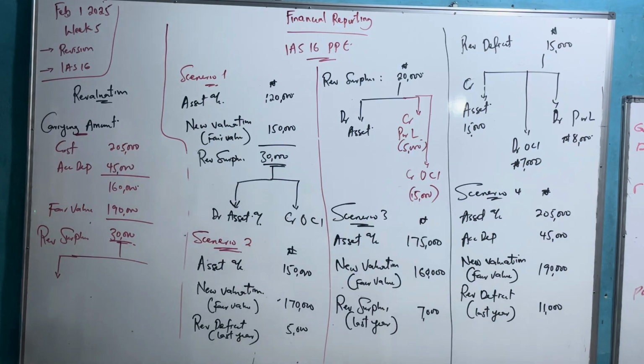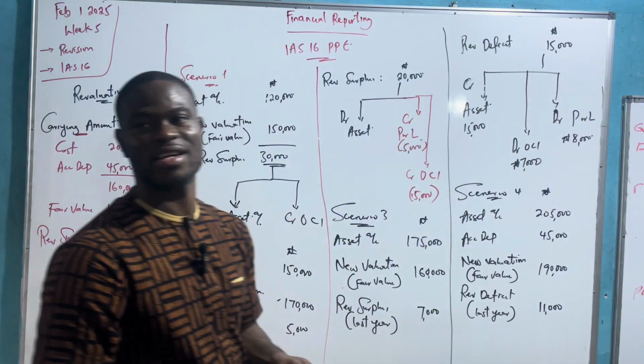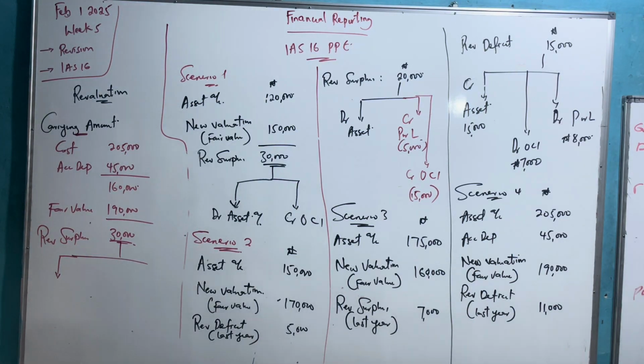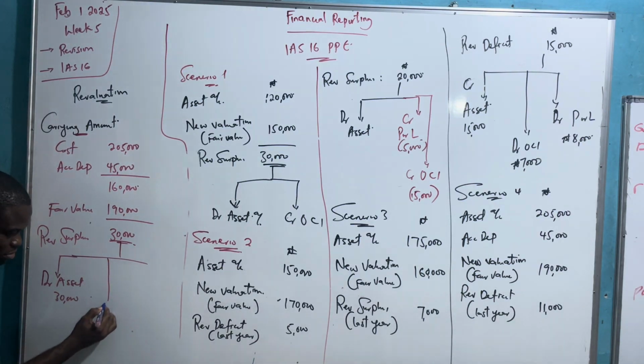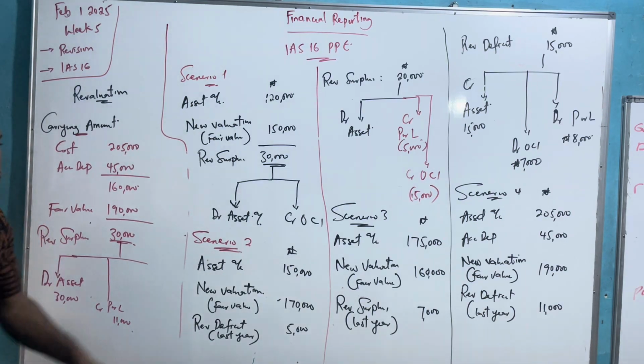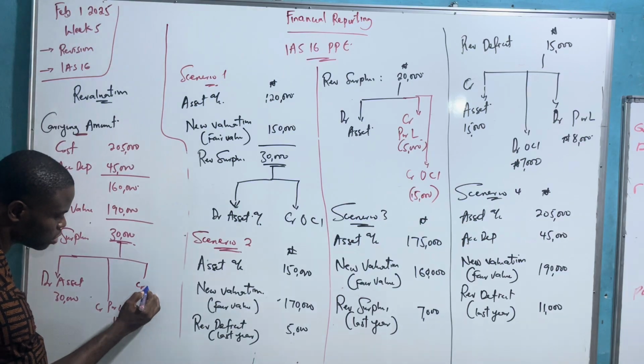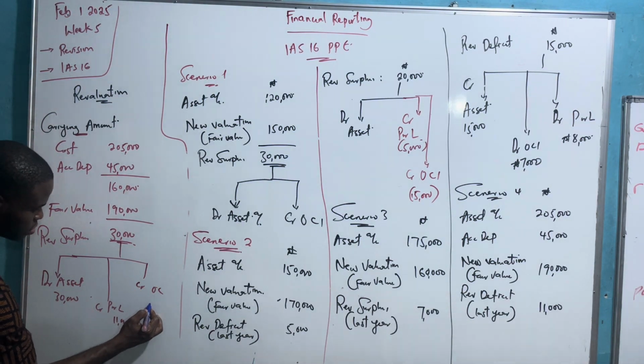You debit assets. Okay, with how much? 30,000. Fantastic. What do you do again? You debit assets with what? Let's get 160,000. Oh, okay, this is 160. You said you debit assets with how much? 30,000, yes. Credit P&L with how much? Because there was a previous deficit. And what do you do? Credit OCI with how much? 19,000.